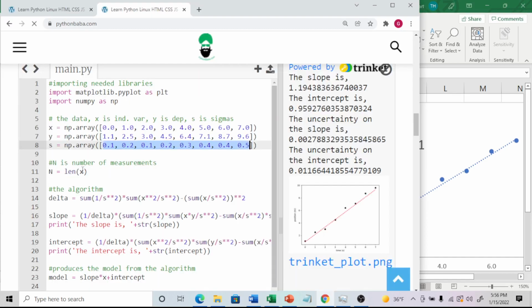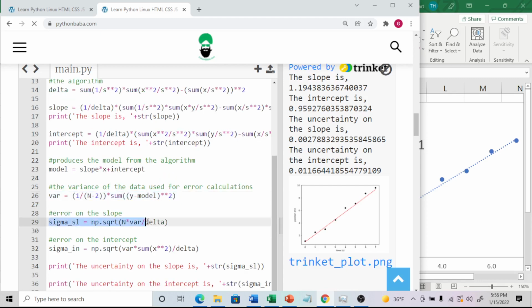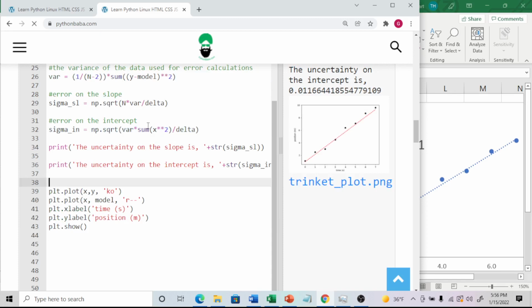N is the number of measurements, and then this is the algorithm. This produces the model, the slope times our independent variable plus the intercept, and then this calculates the variance, and this calculates the sigma on the slope, and this calculates the sigma on the intercept, right? And if I were really going to be very thorough with this, I would say that this plots the data and displays it.